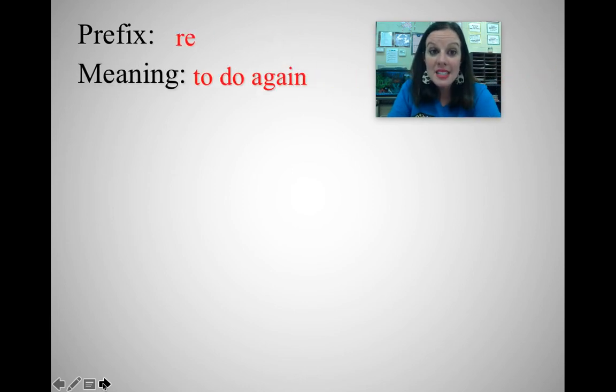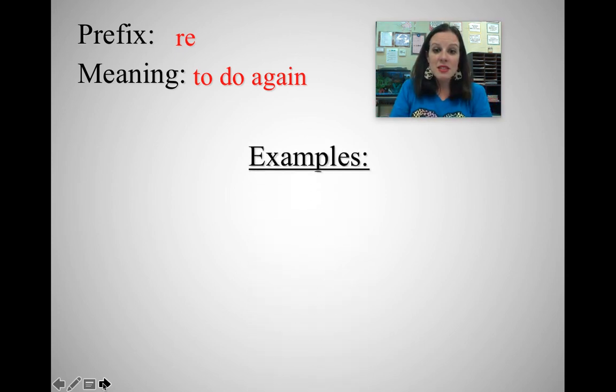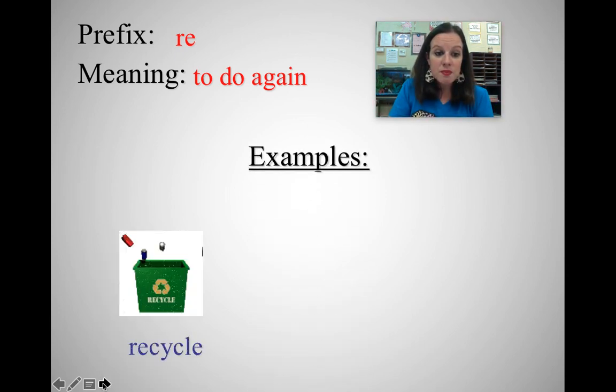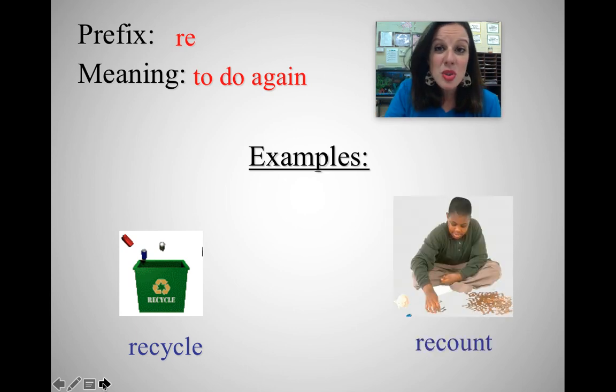Okay, last one, re. To do again. Here's some examples of that. Recycle. If you recycle something, you are using it again. You have to recount something. This means you were counting and you were asked to do it again, to recount.